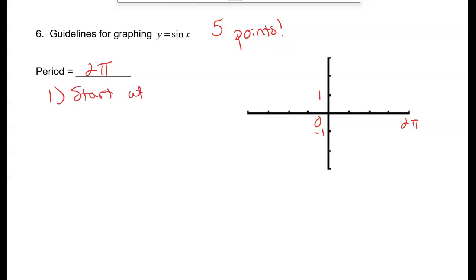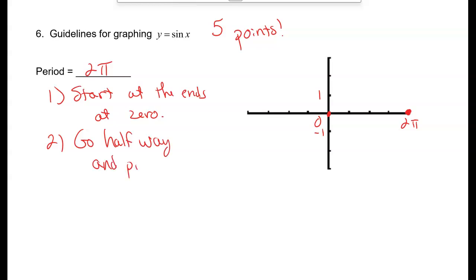Start at the ends. And put your point where? At what point? 0. So at 0 and 2 pi, put in your point. Go halfway and put the third 0 right here. So think about it. Always start at the ends.